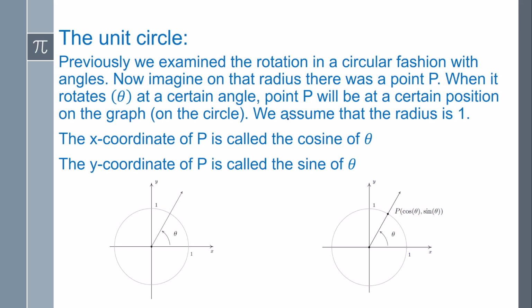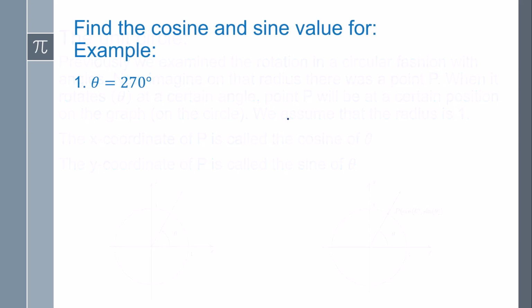So we examine this rotation, we make sure that our radius is 1, and then what ends up happening is the x coordinate of that point is the cosine value, and the y value of that point is our sine value. So let's do some rotation here.